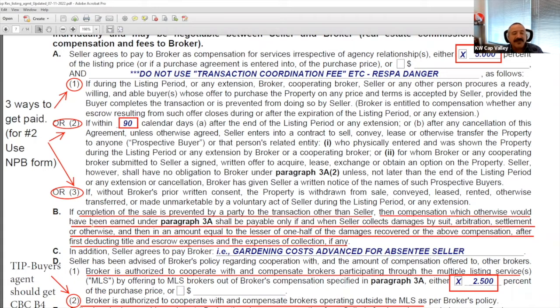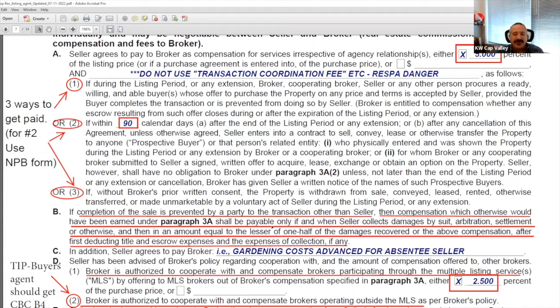This is one though that might be applicable, at least to some extent. So if the sale is prevented by a party to the transaction other than the seller, then compensation, i.e. commission, that would otherwise have been earned shall be payable only if and when the seller collects damages by suit, arbitration, settlement, or otherwise, and then an amount equal to the lesser of half of the damages recovered or the above compensation. So what does this mean? I mean, it's got a lot of words in there, and maybe they're a little confusing.